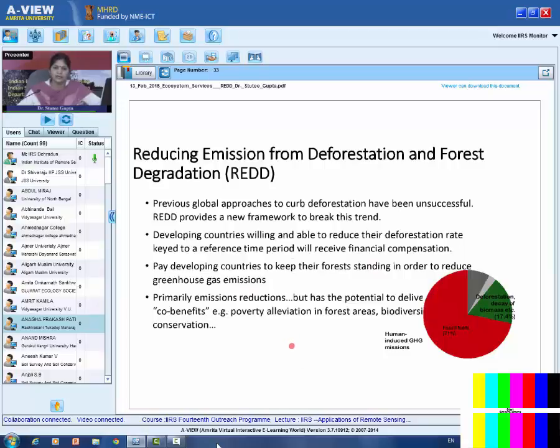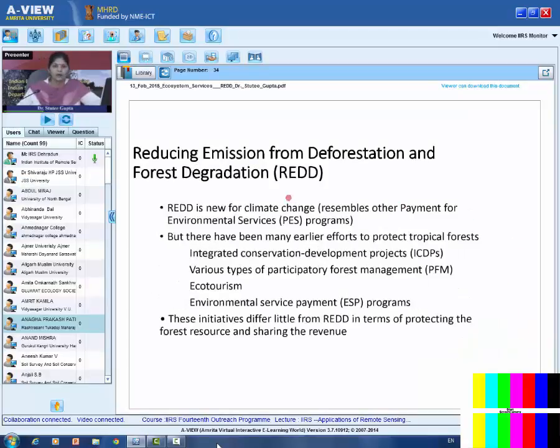So what happened here: the developing countries are willing and able to reduce their deforestation rate. They were keyed to a reference time period, and with a lucrative incentive that they will receive financial compensation. Now the developing countries will be paid by whom? By the developed countries who have already exceeded their emission targets. Again, it has the potential to deliver co-benefits. For example, if you protect a forest, there can be poverty alleviation in the forest area, there will be biodiversity conservation, and so on.